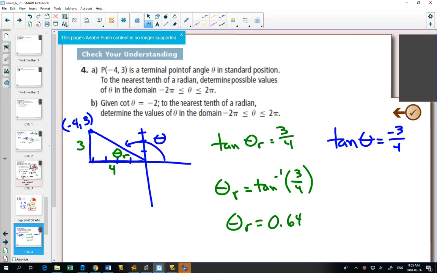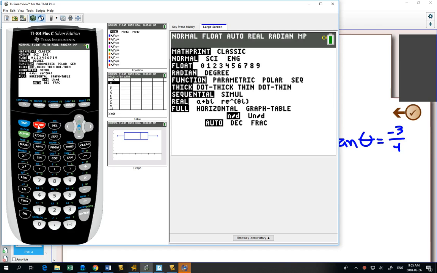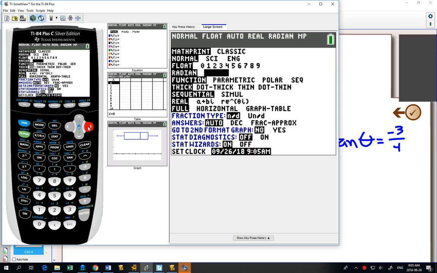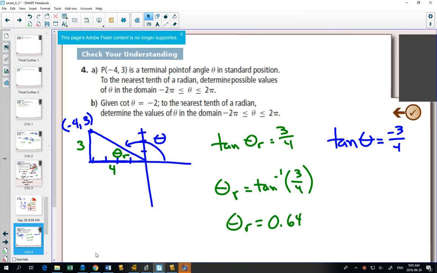If you did this in degrees, sometimes it's not bad. I'm going to just change my mode to degrees, and say, oh, I got 37 degrees. How would you find out what theta is if you had to do this in degrees? You'd take 180 minus your reference angle. Can you see from the picture that that makes sense? So you would do 180 minus 37 degrees.